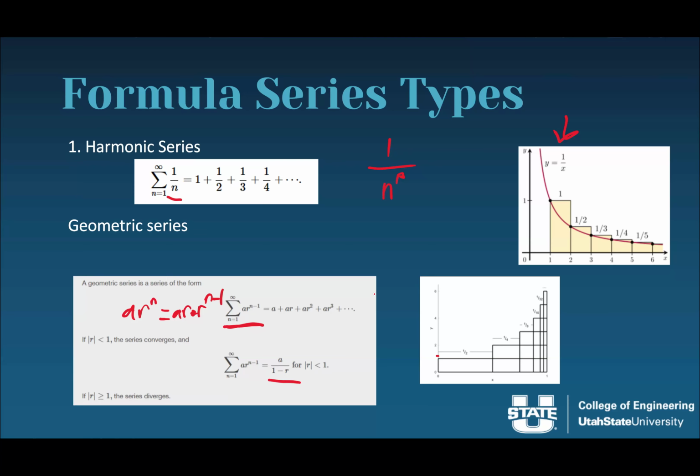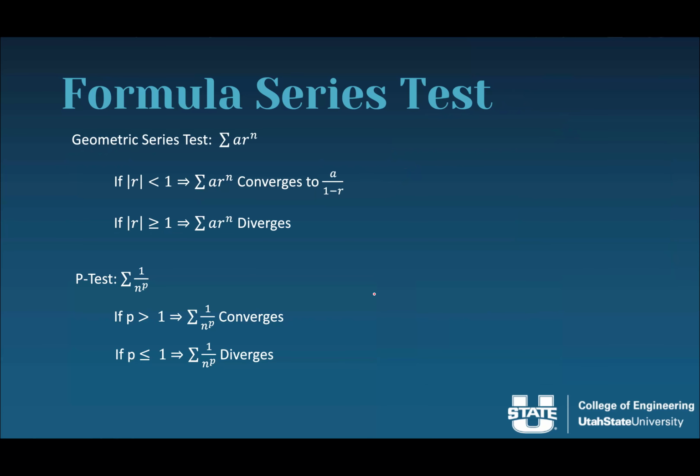And this is a graph showing what they end up looking like, where our squares are just getting smaller and smaller and smaller, right? Okay. And here are the actual tests written out.